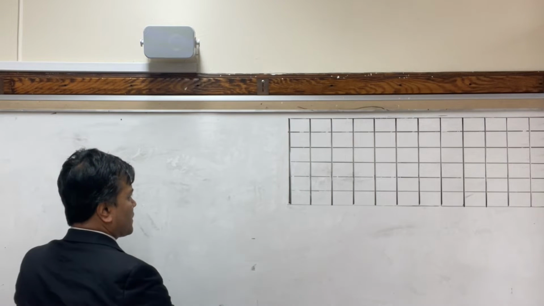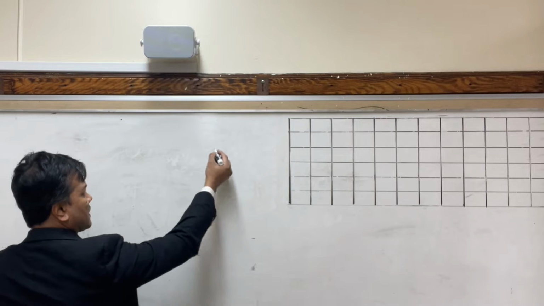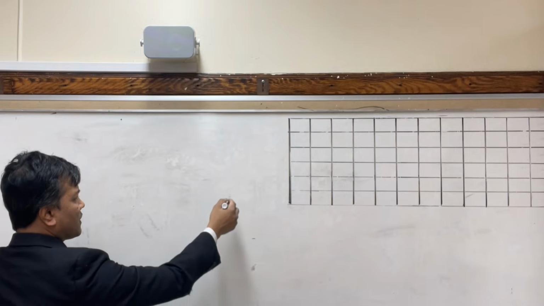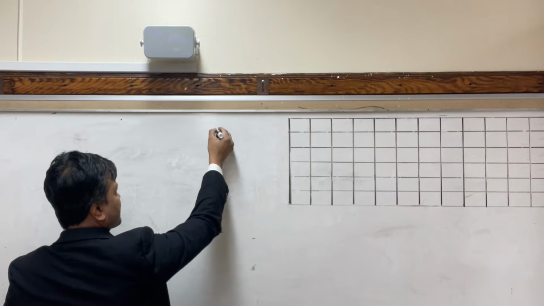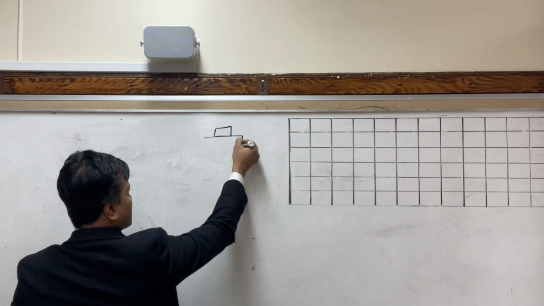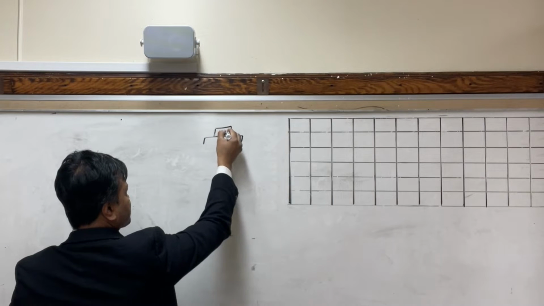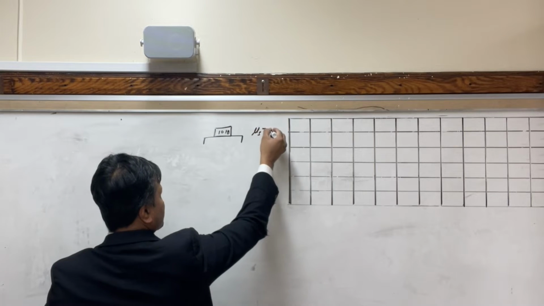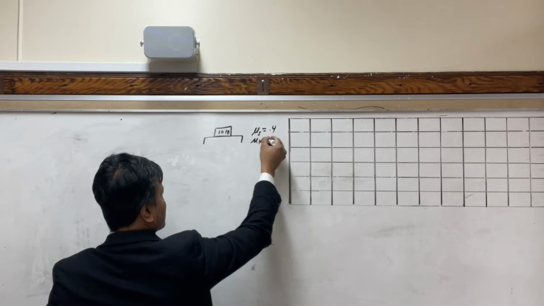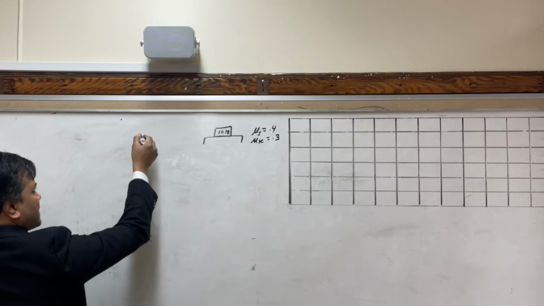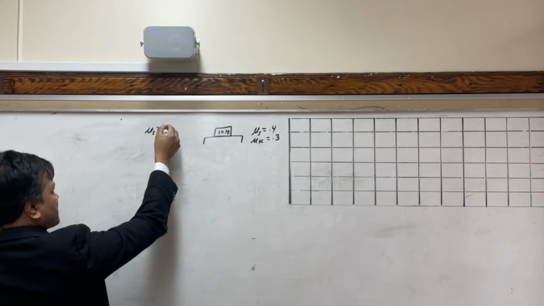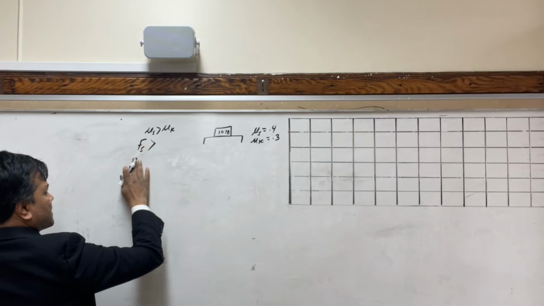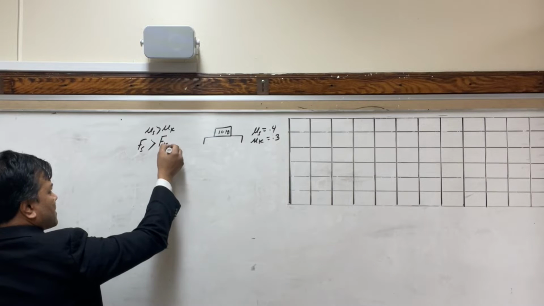Okay, so let's consider an object. Before we complete the table, let's consider a mass. Mass is, let's say, 10 kilogram. And let's say mu s is 0.4 and mu k is 0.3. You understand that mu s is always bigger than mu k, and you also understand that the force of static friction is always greater than the kinetic friction.